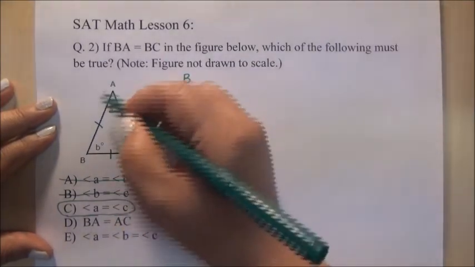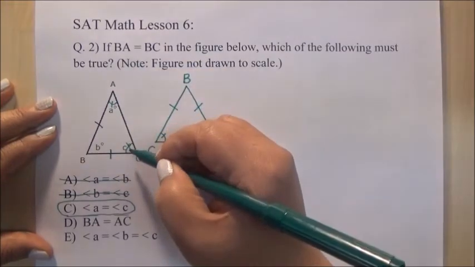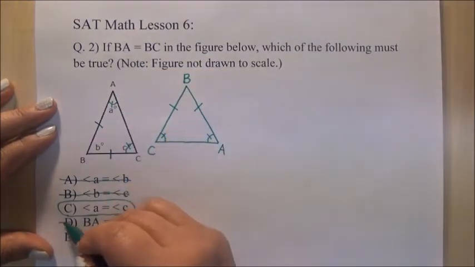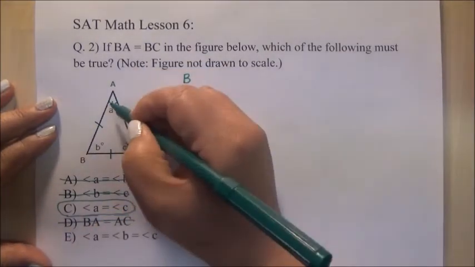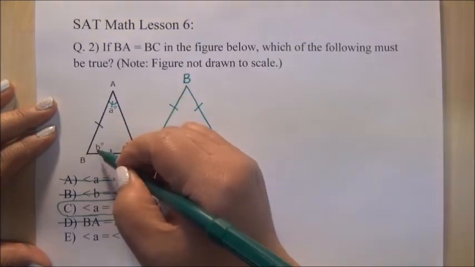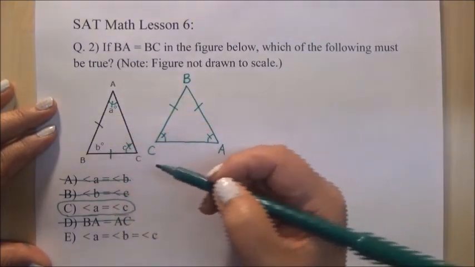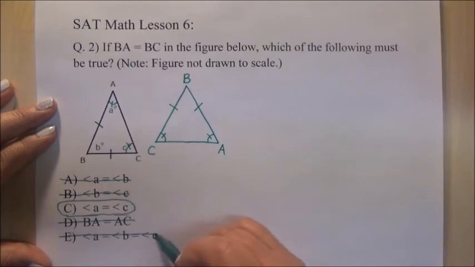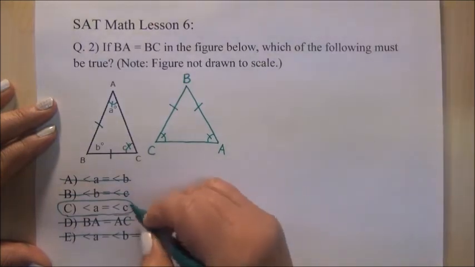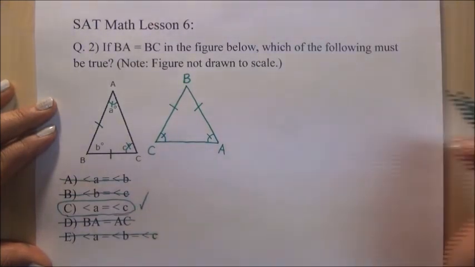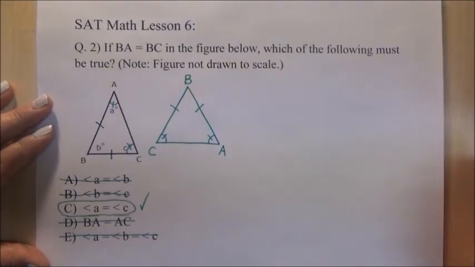And side BA and side AC are congruent? No, we cannot say that. And also angle A and angle B and angle C are congruent? No, we cannot say that either. So the answer is C. So this lesson is done.